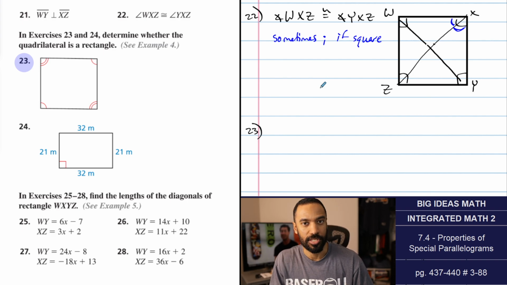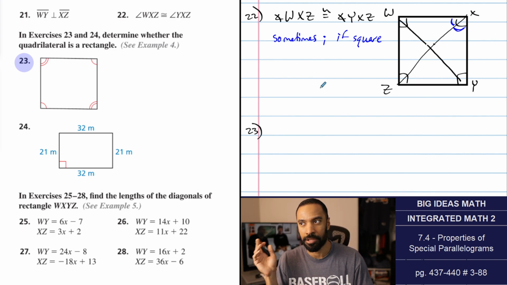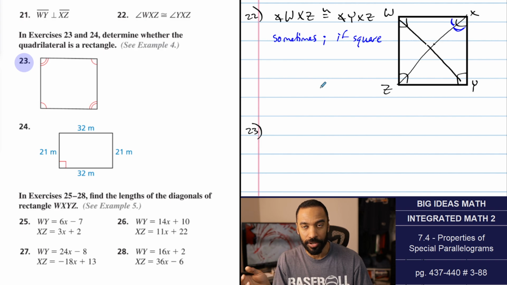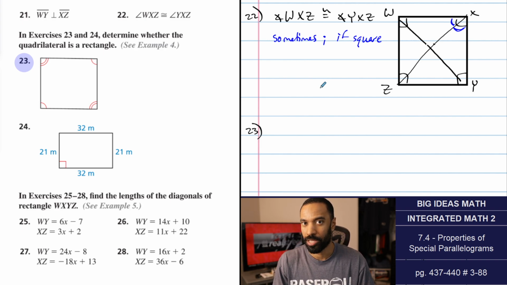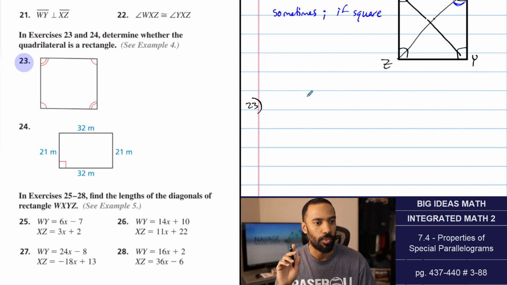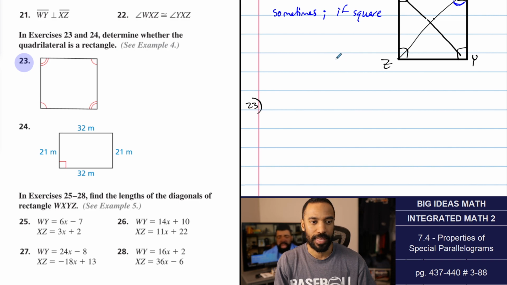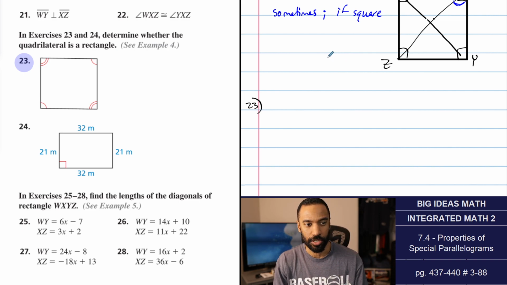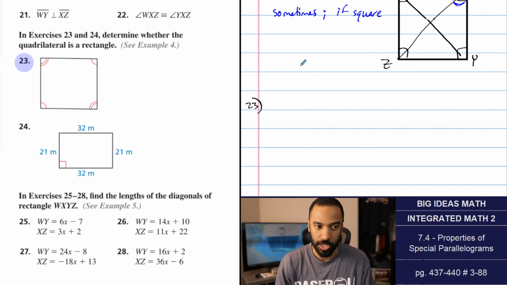We don't know opposite sides congruent, opposite sides parallel, diagonals bisecting each other. None of that. Only the markings they have is what we can go on. Is it enough to say it's a rectangle? So number 23. In number 23, they give you opposite angles congruent. That would be enough for a parallelogram. Okay, it's a parallelogram. Is there enough now to say it's a rectangle?